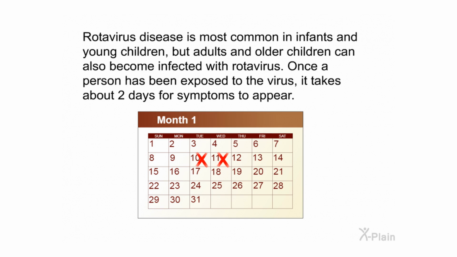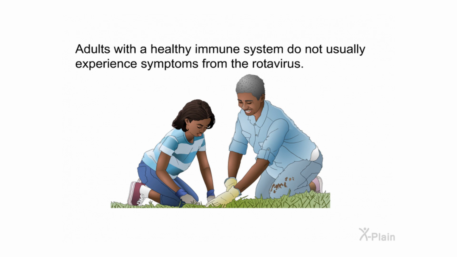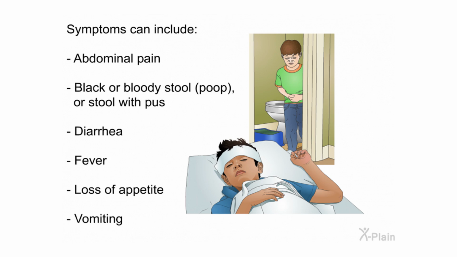Symptoms. Rotavirus disease is most common in infants and young children, but adults and older children can also become infected with rotavirus. Once a person has been exposed to the virus, it takes about 2 days for symptoms to appear. Adults with a healthy immune system do not usually experience symptoms from the rotavirus. Symptoms can include abdominal pain, black or bloody stool, or stool with pus, diarrhea, fever, loss of appetite, vomiting.